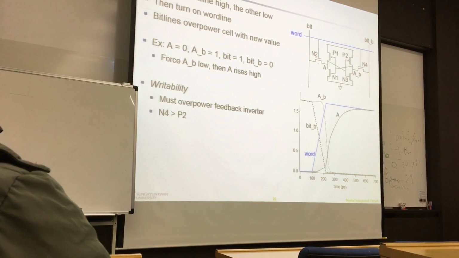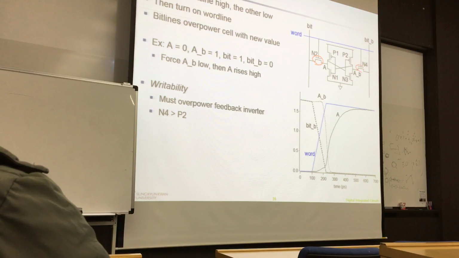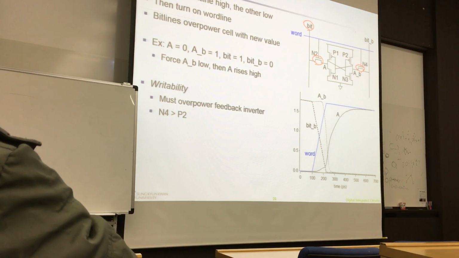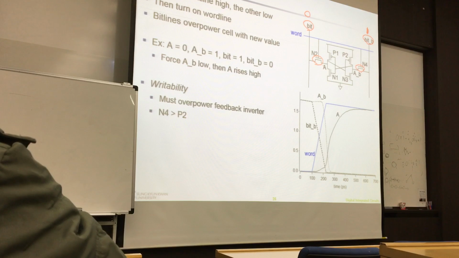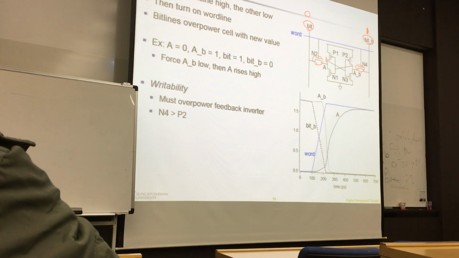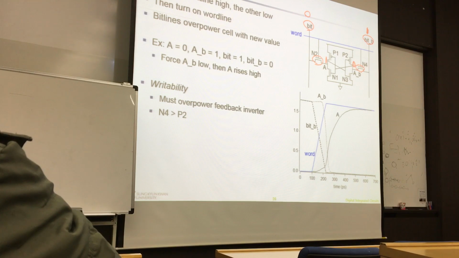Again, for the write operation, you need to turn on these access transistors. And you drive this bit line and bit line bar to either 0 and 1 or the other way, so that you can override whatever value you have inside.